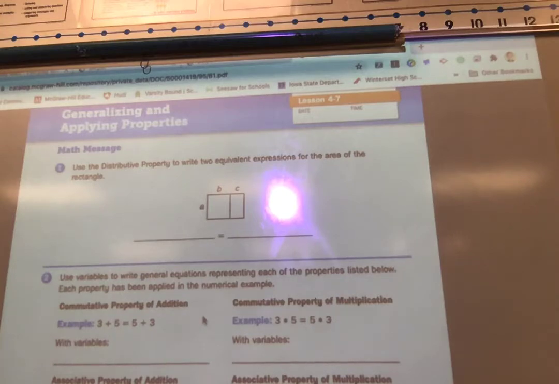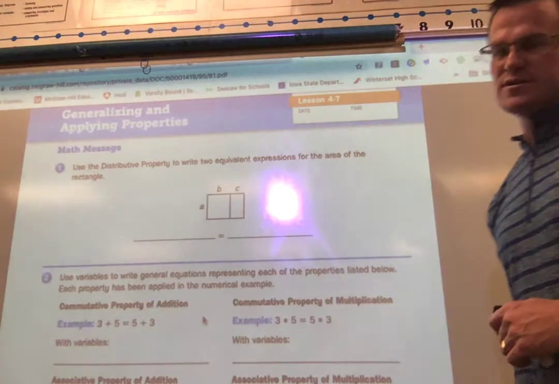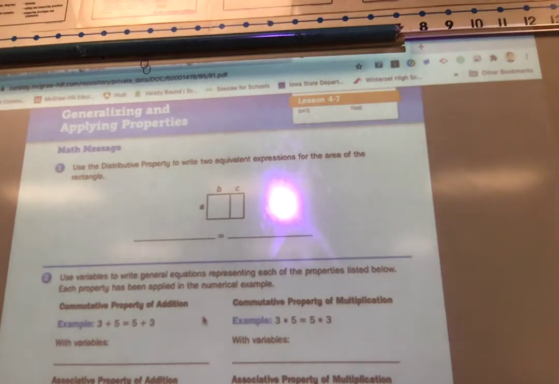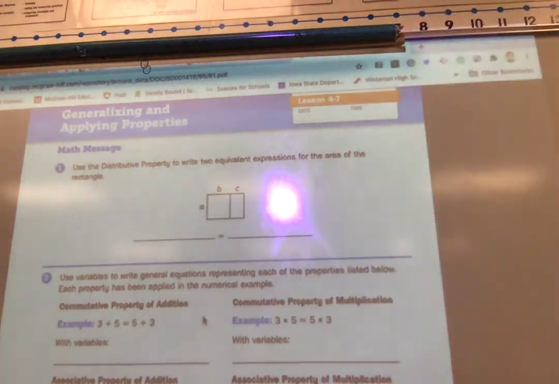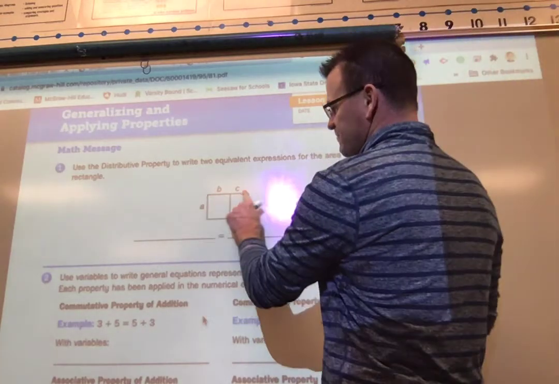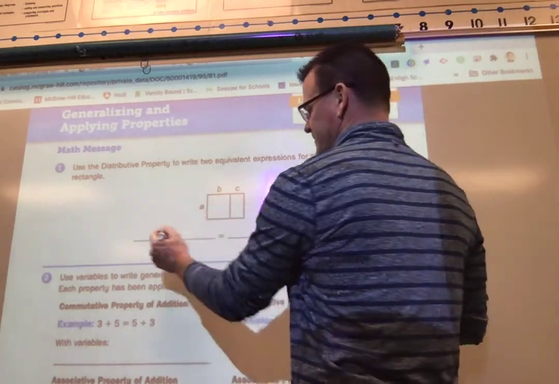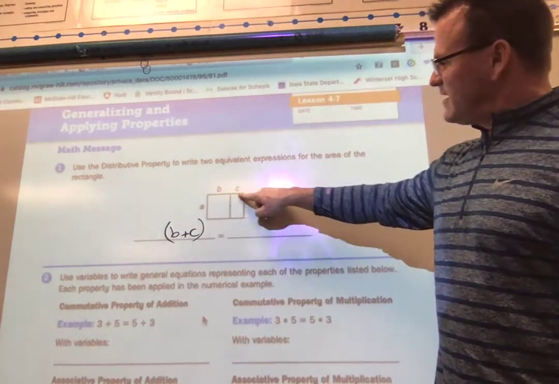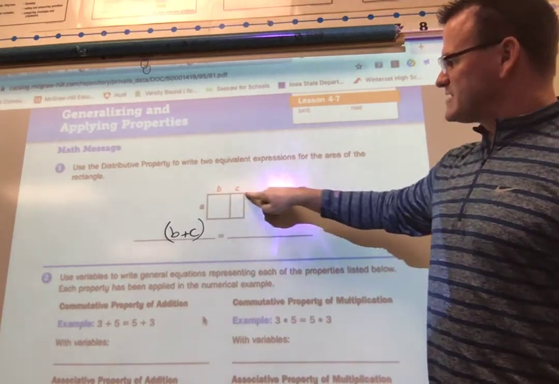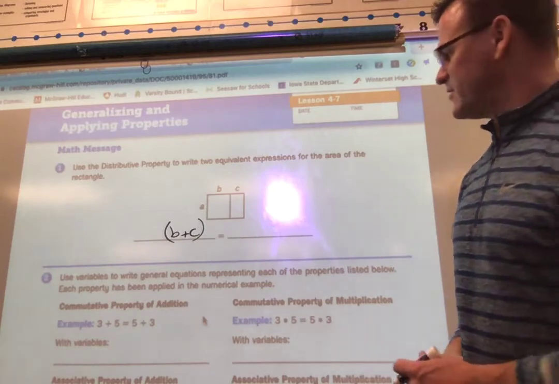For an example on question 1, we're going to use the distributive property to write two equivalent expressions for the area of the rectangle. To start, finding the area, we can break it into two parts and add them together, or we could find the area of the whole thing. Using the distributive property can help us do that. If I add B plus C, that'll give me this whole length here. I want to put B plus C in parentheses because we need that with the distributive property, and we want this to be together and be all one thing. So that keeps it together.